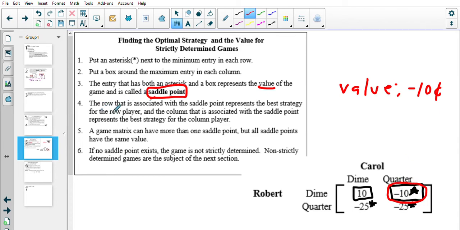And then the row associated with the saddle point represents the best strategy for the row player, right? So the saddle point occurs in Robert's dime row, so we can say the best thing for Robert to do is to play the dime. And the column that is associated with the saddle point represents the best strategy for the column player. So the saddle point is in Carol's quarter column, so Carol's best option is to play the quarter. Okay, so that gives us the best strategies.